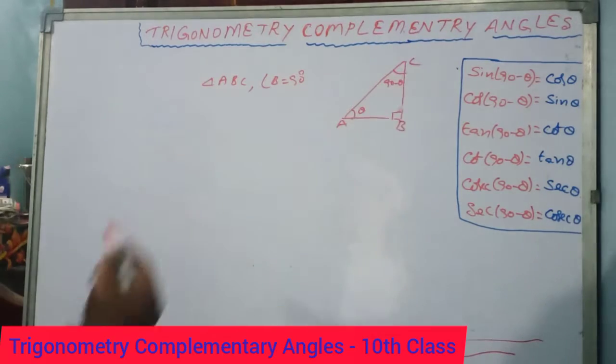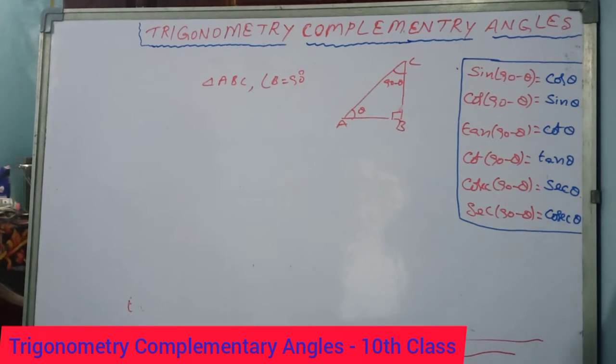Trigonometry complementary angles. What is complementary angles? If the sum of two angles is equal to 90 degrees, then the two angles are called complementary angles.